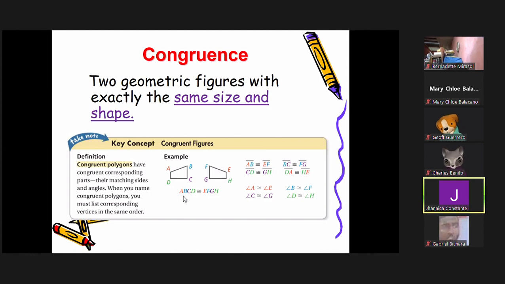So congruent polygons have congruent corresponding parts, their matching sides and angles. When you name congruent polygons, you must list corresponding vertices in the same order. Just like what we have here on the screen, quadrilateral ABCD is congruent to quadrilateral EFGH. Corresponding parts of the congruent quadrilaterals are congruent, just like side AB is congruent to side EF.